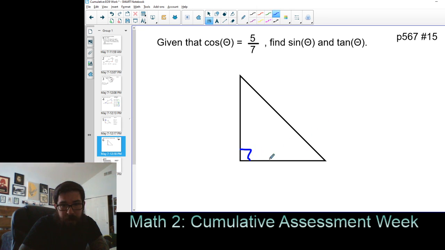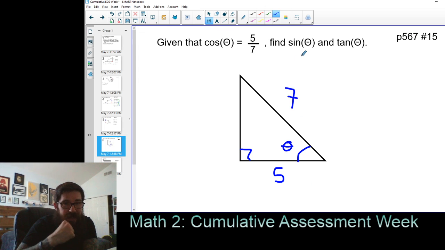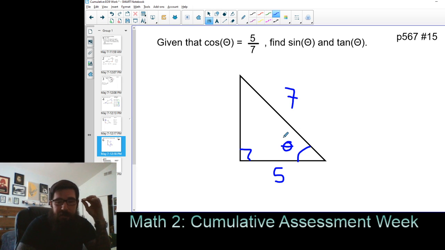Okay, I'm drawing in my right angle. I'm going to put theta down in my bottom right corner. It doesn't really matter as long as it's not your 90. Cosine is a relationship between adjacent and hypotenuse, meaning I know my adjacent is 5, my hypotenuse is 7. If I want to know what sine of theta is, I don't actually have to figure out this angle. You could. You now know this, right? I could do inverse cosine of 5/7.